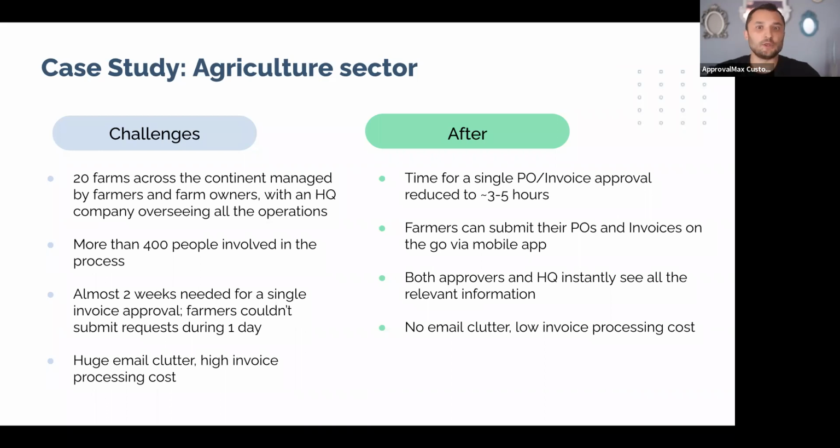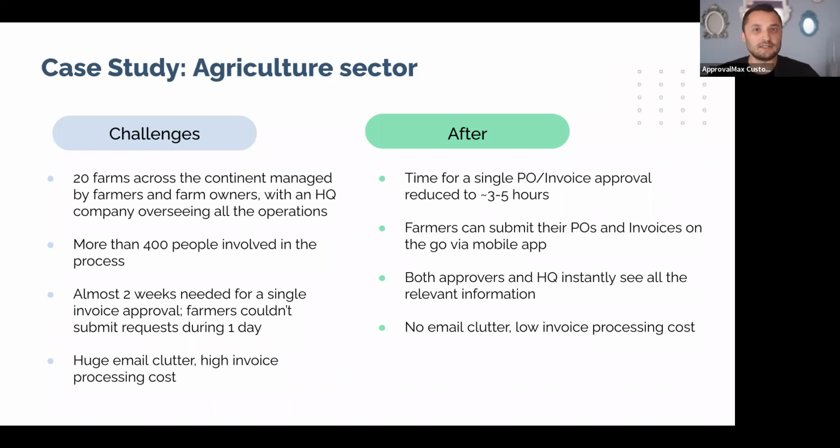And the main challenge for them was that it was simply very decentralized. Farmers would need to, after their work on the field, go back home, create a purchase order maybe by email, send it to their farm manager, and then next morning they would go back to their farms. They wouldn't see if they made any mistake until the evening. So the whole process used to take about 2 weeks to process a single invoice.